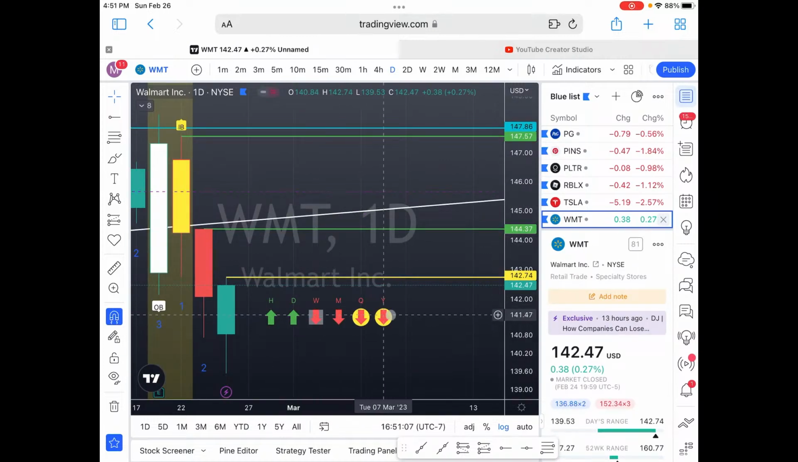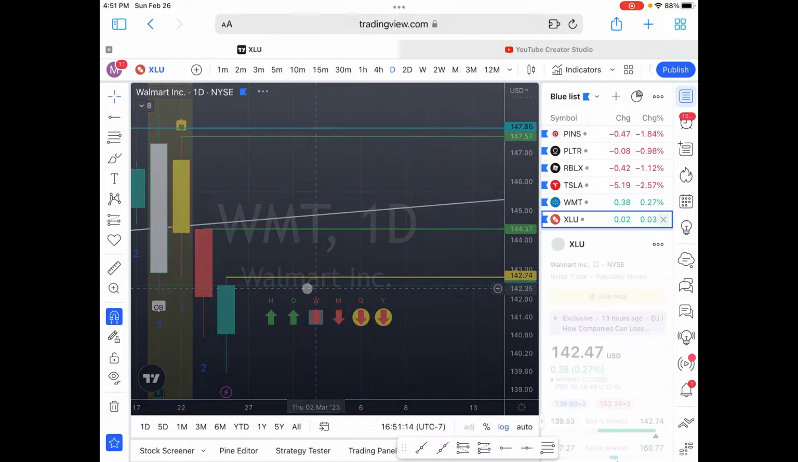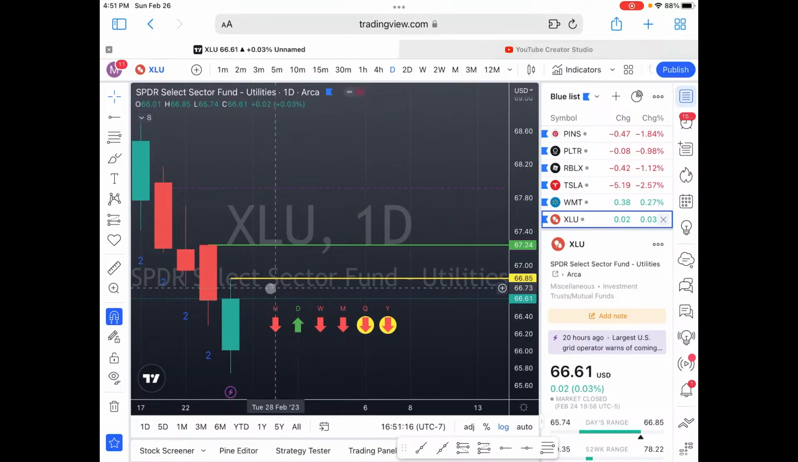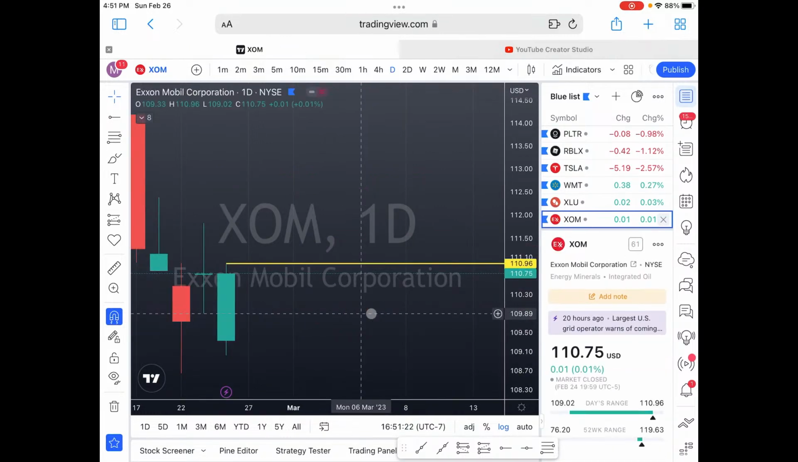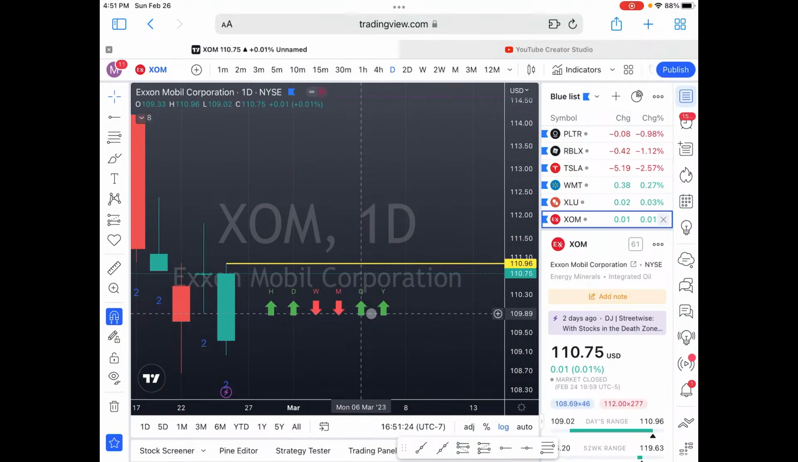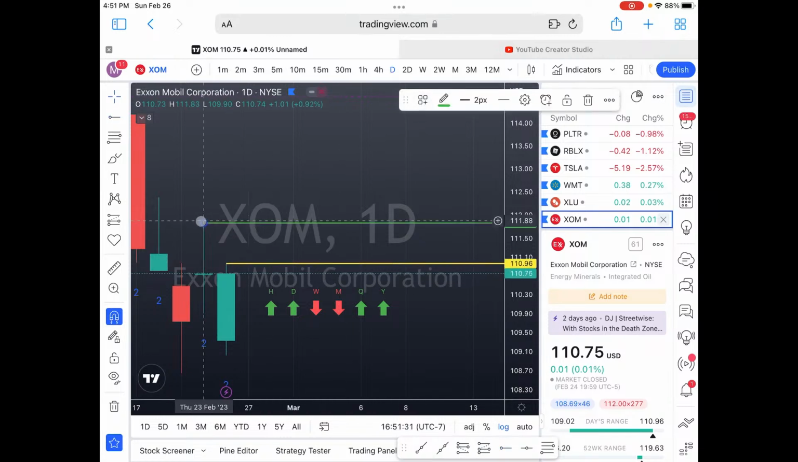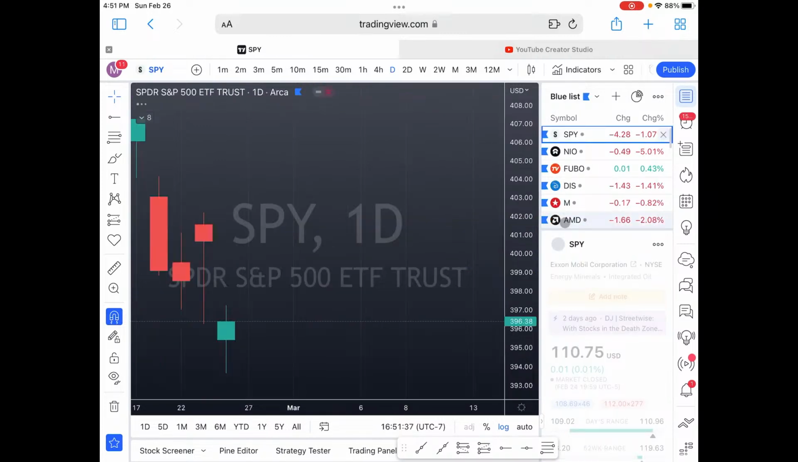Walmart, 2 down green. We can look for those calls at 142.74. First target's 144.37. XLU, 2 down green. Looks the same as Walmart. We'll look for calls at 66.85. First target's at 67.24. XOM, there's that 2 down green on XOM. So we'll look for those calls on XOM at 110.96. You can take a strike price of 111 or 112. And that should be it, guys.